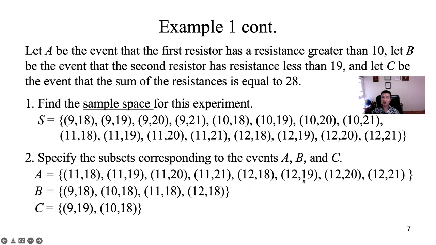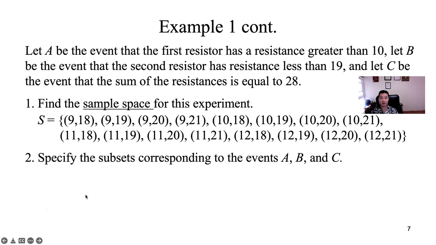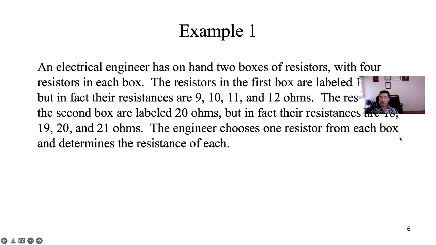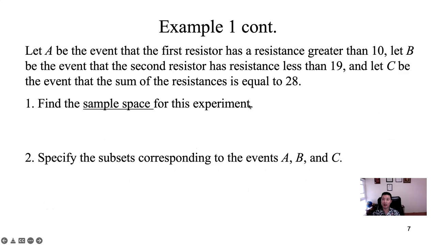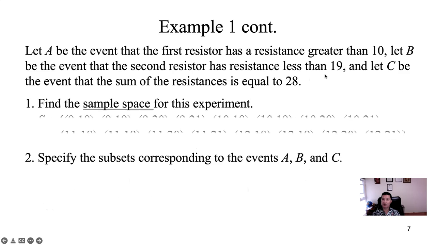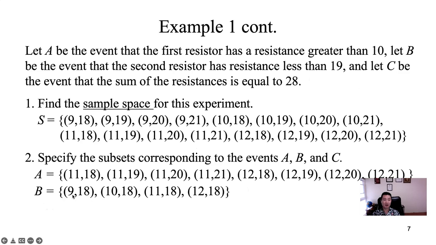Right? B is the event that the second resistor has a resistance less than 19. Less than 19 has only one way, which is 18, because for the second box, the resistances are 18, 19, 20, and 21. So only 18 is less than 19. So event B will be 9-18, 10-18, 11-18, and 12-18.